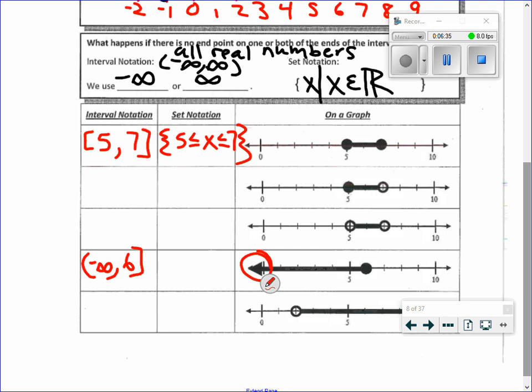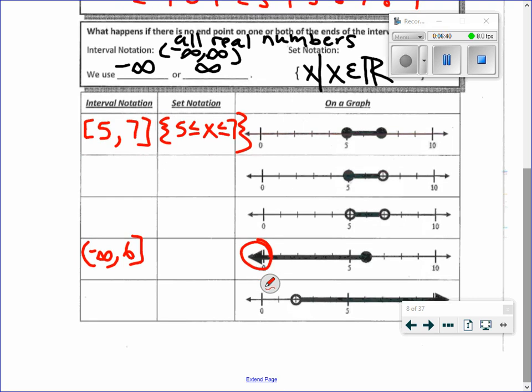And then thinking about our notation with our set. Think about these as all your x values that are going to be less than or equal to 6. So why don't you guys take a sec, finish those next 3 on your own, and then we can check back in.